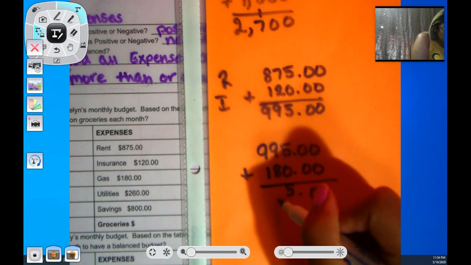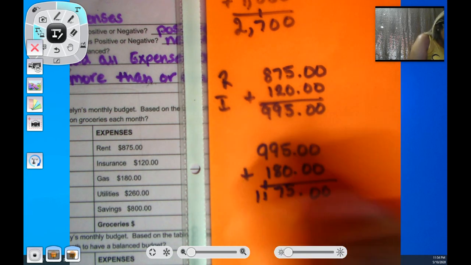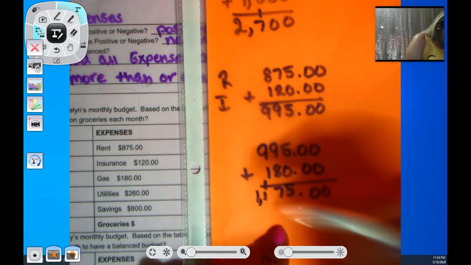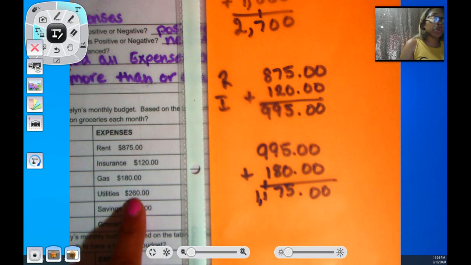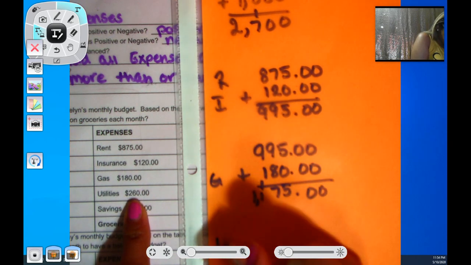5, that's going to give us 16, 17, and that's going to be 11. So now we have 1,175 once I add my comma. Now we're ready to add on the utilities because remember, this was just the gas. Now we're ready to add on those utilities.